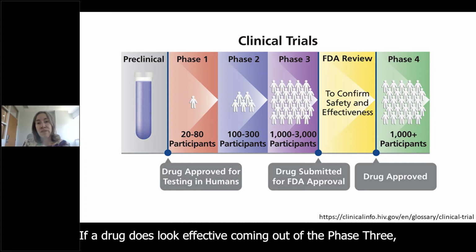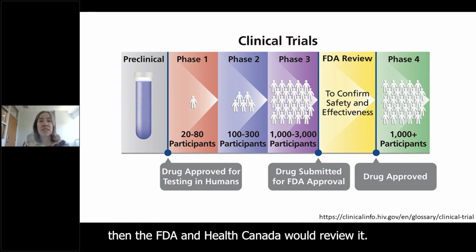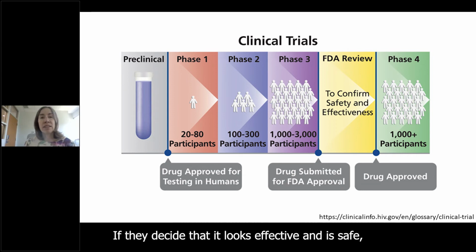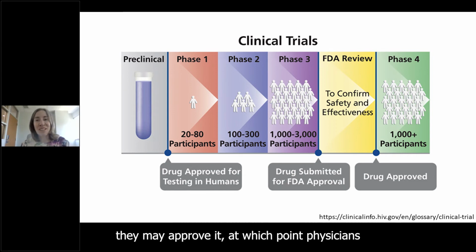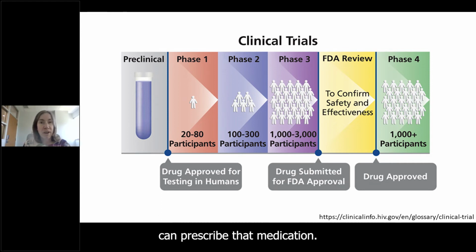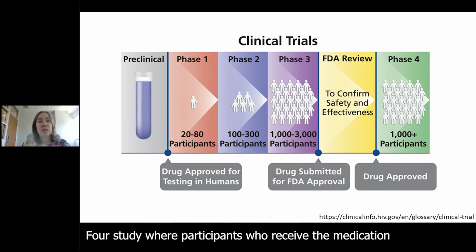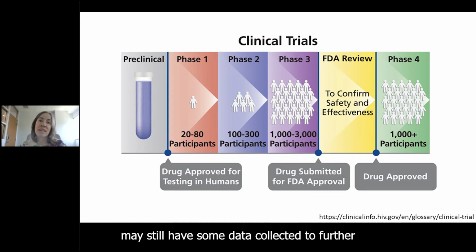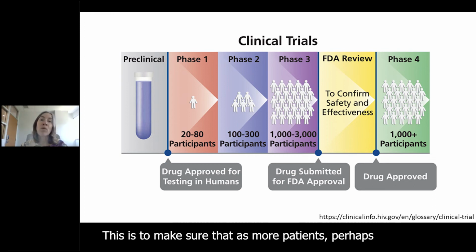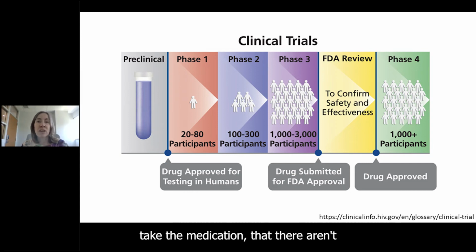If a drug does look effective coming out of the phase 3, then the FDA, or in Canada Health Canada, would review it. And if they decide that it looks effective and is safe, they may approve it, at which point physicians can prescribe that medication. At that point, there still is some research happening in a phase 4 study, where participants who receive the medication may still have some data collected to further track safety measures, to make sure that as more patients, perhaps with other more serious comorbid diseases, take the medication, there aren't any unexpected safety concerns.